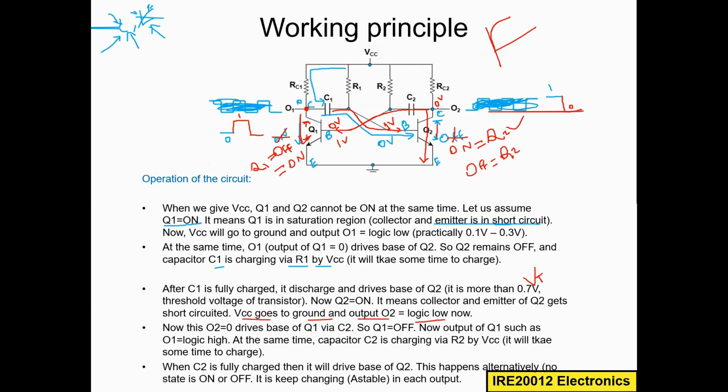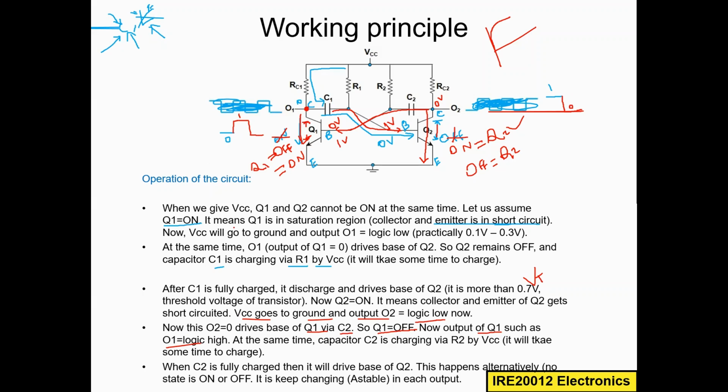Logic 0. Then this drives the base of Q1, then Q2 will go off. Now this O2 equal to 0 drives the base of Q1 via C2. Then now Q1 is off. Because of this off condition, the output of Q1, such as O1, is logic high. At this node, O1 is logic high.